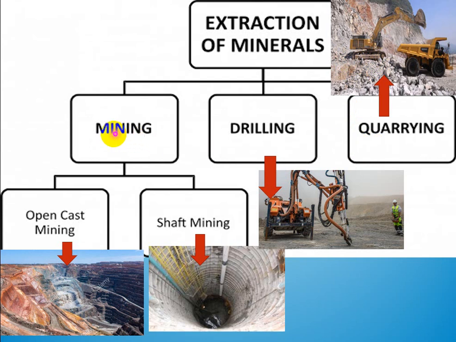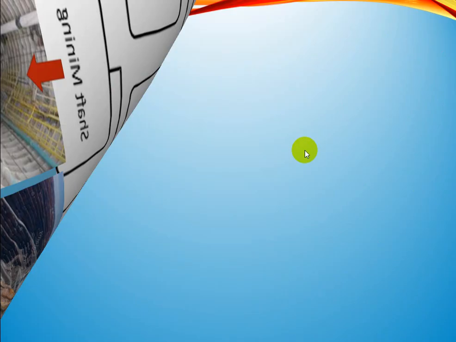So we got the methods. One is mining, which is divided into two: open cast, where the minerals are located at a shallow depth, and shaft mining, where the minerals are located at a greater depth. Open cast is done by the benching method, and shaft mining is done by making holes or tunnels. When liquid minerals have to be extracted, the drilling method is used. And when rock minerals located on the surface of the crust have to be extracted, that is quarrying. So these are the methods of extraction of minerals.